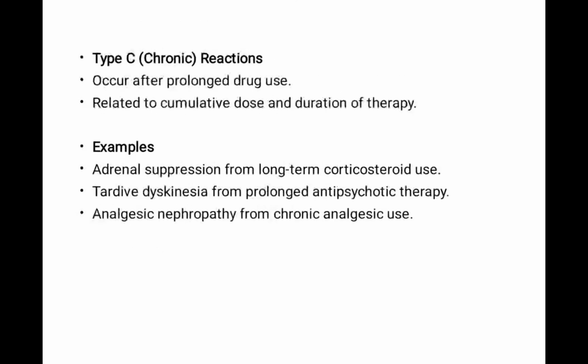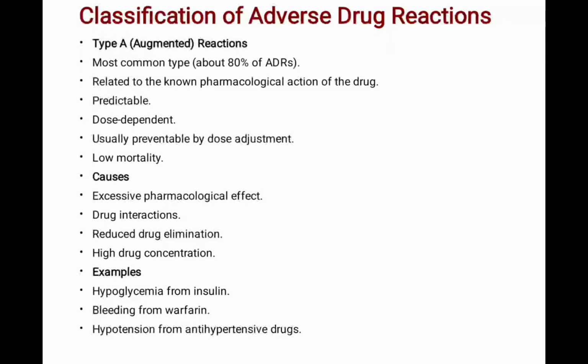Type A adverse drug reactions, the A is also called augmented reactions. It's the most common type, about 80% of adverse drug reactions. It is related to the known pharmacological action of a drug. That means it is predictable, it is dose dependent, and usually preventable by adjusting the dose. There is low mortality because it is predictable.